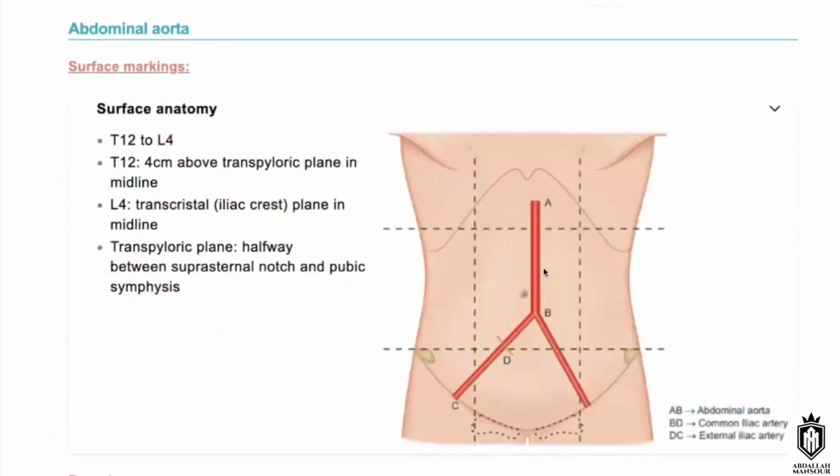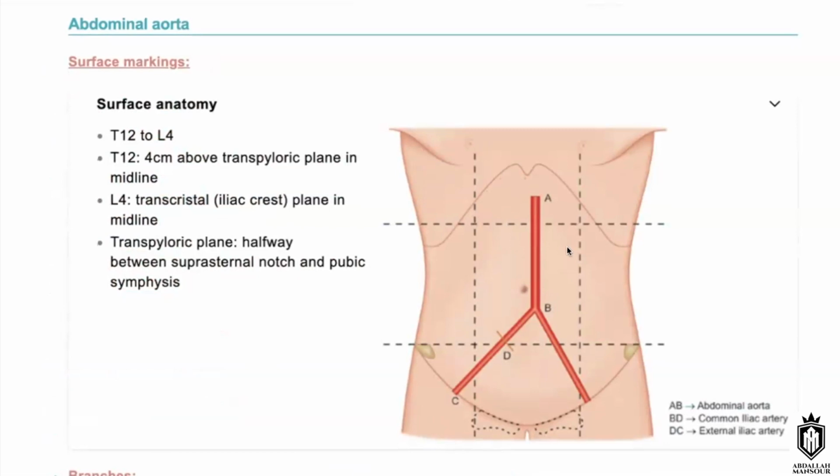So no, right? So it runs from T12 to L4, but this is not surface anatomy. T12 to L4 is not surface anatomy. So T12 is basically 4 centimeters above the transpyloric plane. The transpyloric plane is usually at the lower border of L1. So you want to go 4 centimeters above that. Okay, and you want to go to L4. L4 is in the transcrestal plane, between the iliac crests, in the midline. And basically, the aorta is connecting those 2 points.